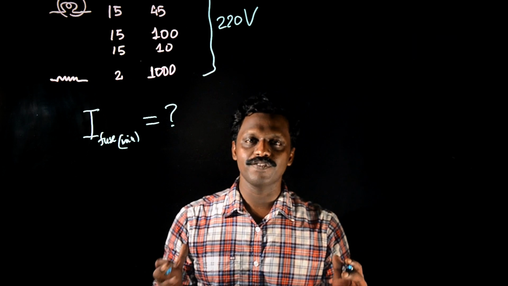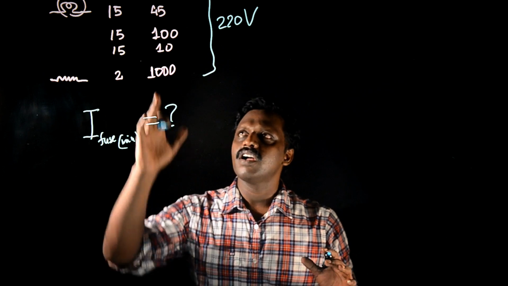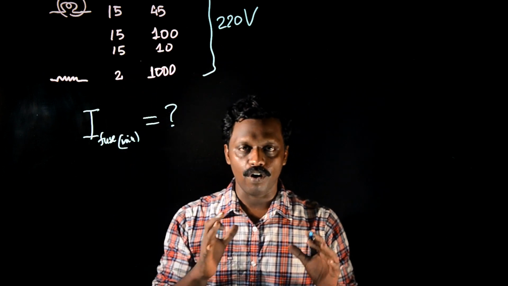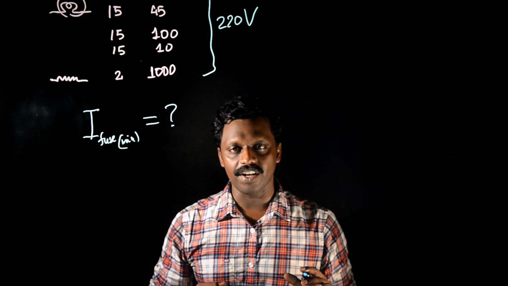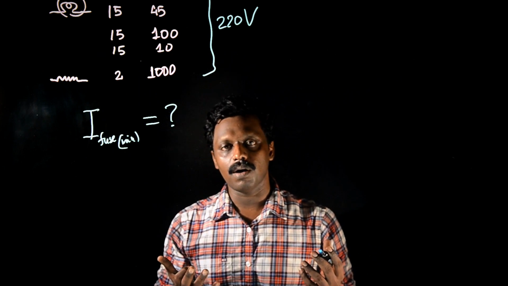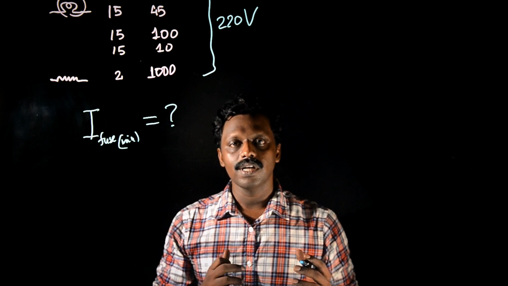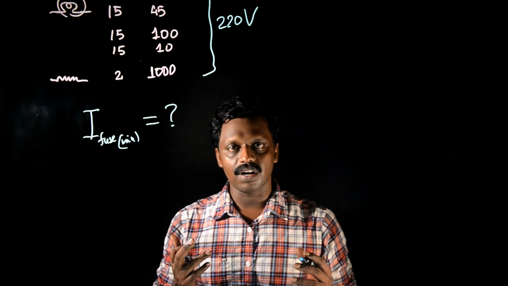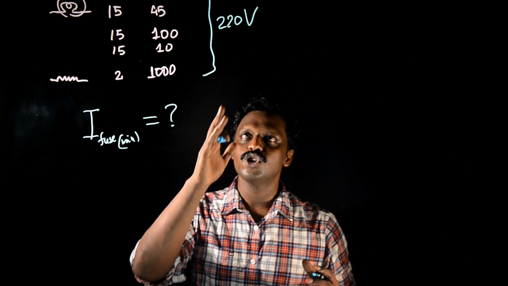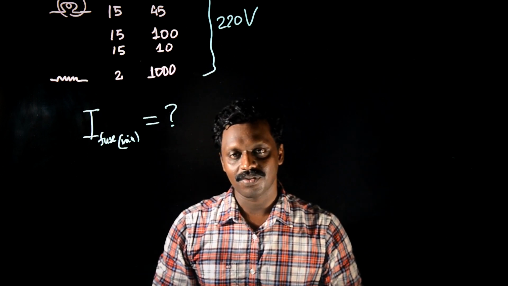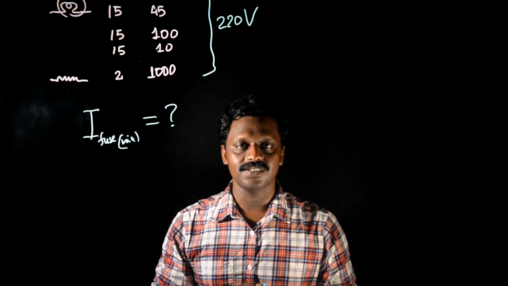So we have a question from current electricity. In a house, there are 15 bulbs of 45 watt each, 15 bulbs of 100 watt each, and another 15 bulbs of 10 watt each. And there are 2 heaters which are 1 kilowatt each. All these are connected to 220 volt main supply. And we have to calculate the minimum fuse current.